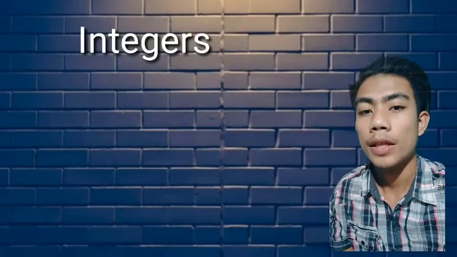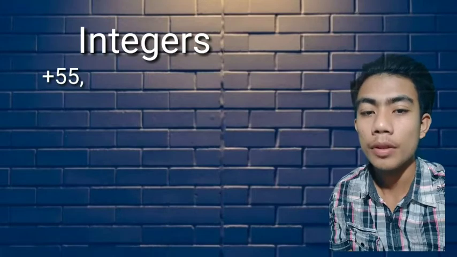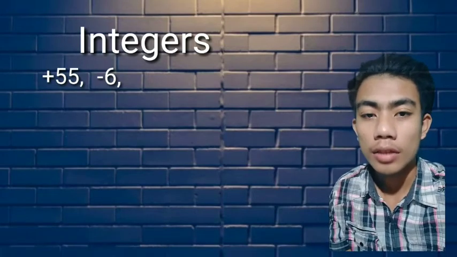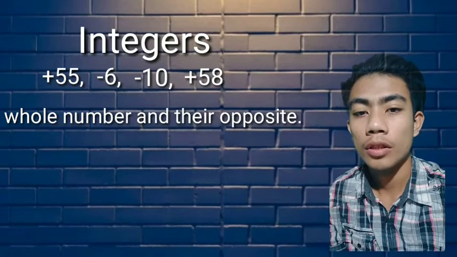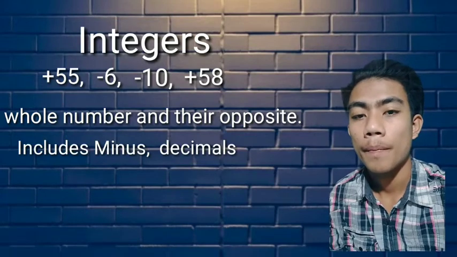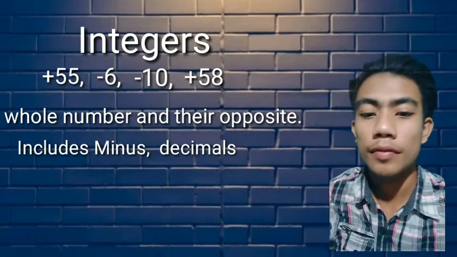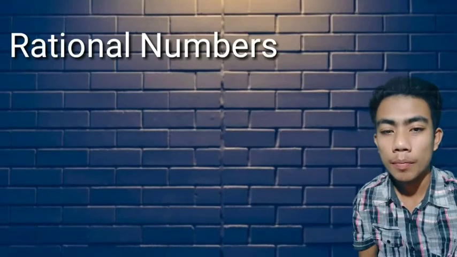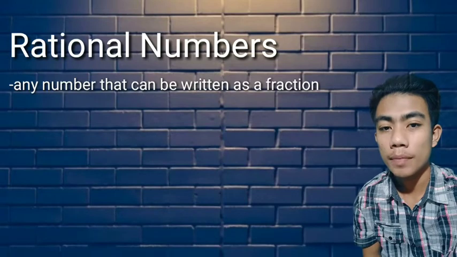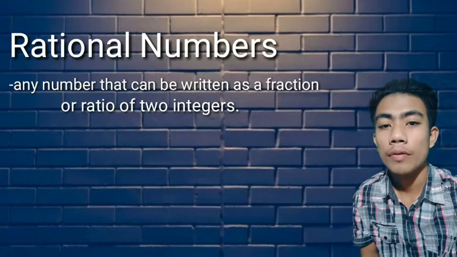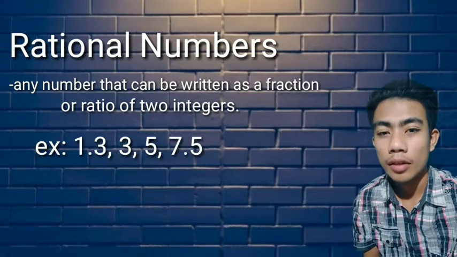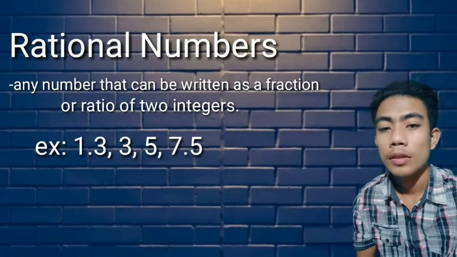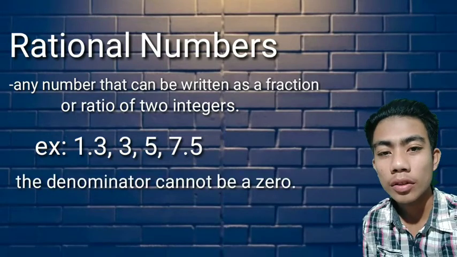Next we have the integers. For example, positive 55, negative 6, negative 10, and positive 58. They are whole numbers and their opposites, which include negatives. Next are the rational numbers. These are any numbers that can be written as a fraction or ratio of two integers, for example 1/3, 3, 5, and 7.5. Note that the denominator cannot be 0.